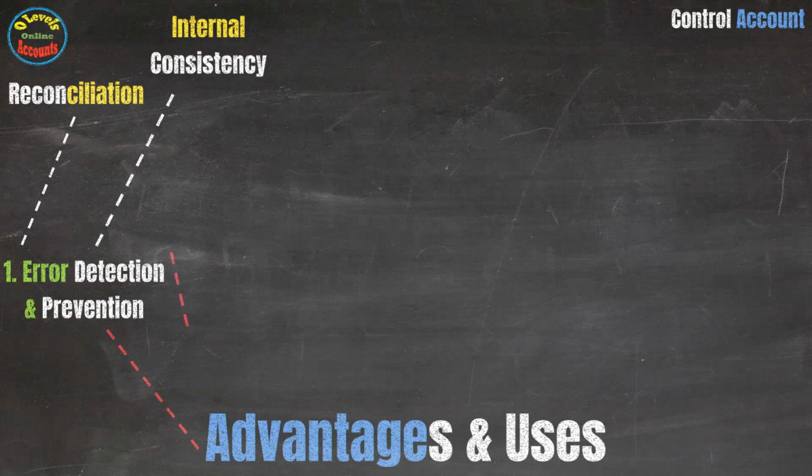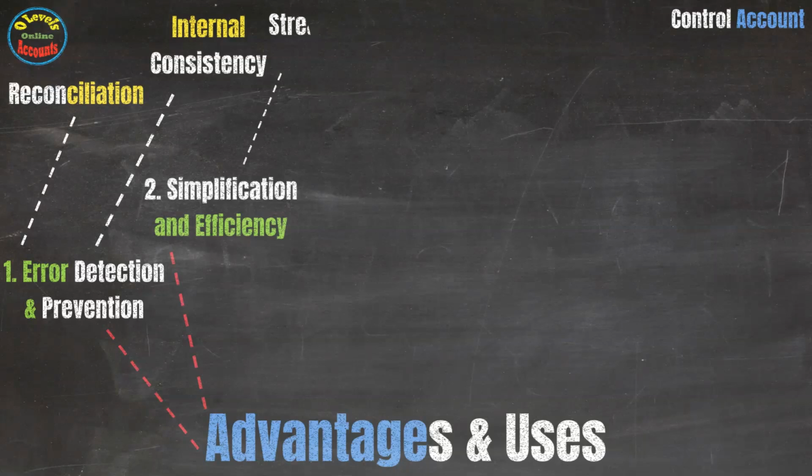The second point is simplification and efficiency. It will explain with the help of the further two sub-points. These are as follows. The first sub-point is streamlined general ledger. By summarizing detailed transactions into a single control account, the general ledger is kept concise and manageable. This reduces the complexity and volume of entries in the general ledger, making it easier to maintain and review.